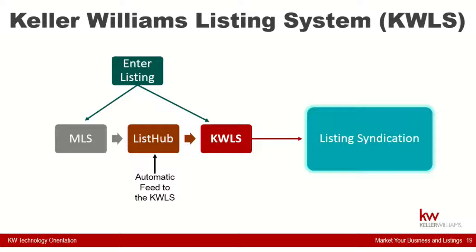And then from the KWLS, you can fully control your listings, add a little bit more description, maybe a few more pictures. And from there, we push those listings out to all the ListHub publisher sites like homes.com. We also push those out to Zillow and Trulia.com as well.